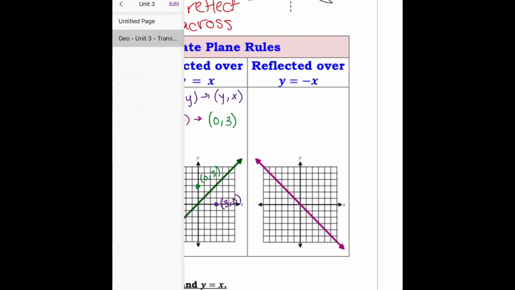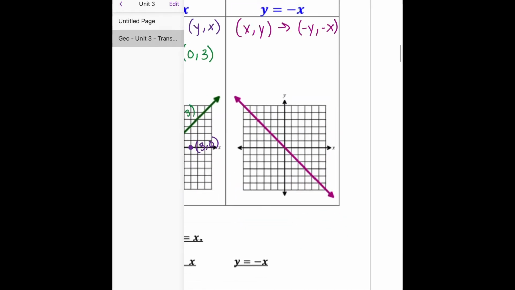And last, reflecting across y equals negative x, which is a very similar line to the y equals x line, except going the other way. It's a negative slope line. And my points now, from x, y, will change to negative y comma negative x. So not only do I have to switch the x and y in their place, but I also have to change the signs on both.